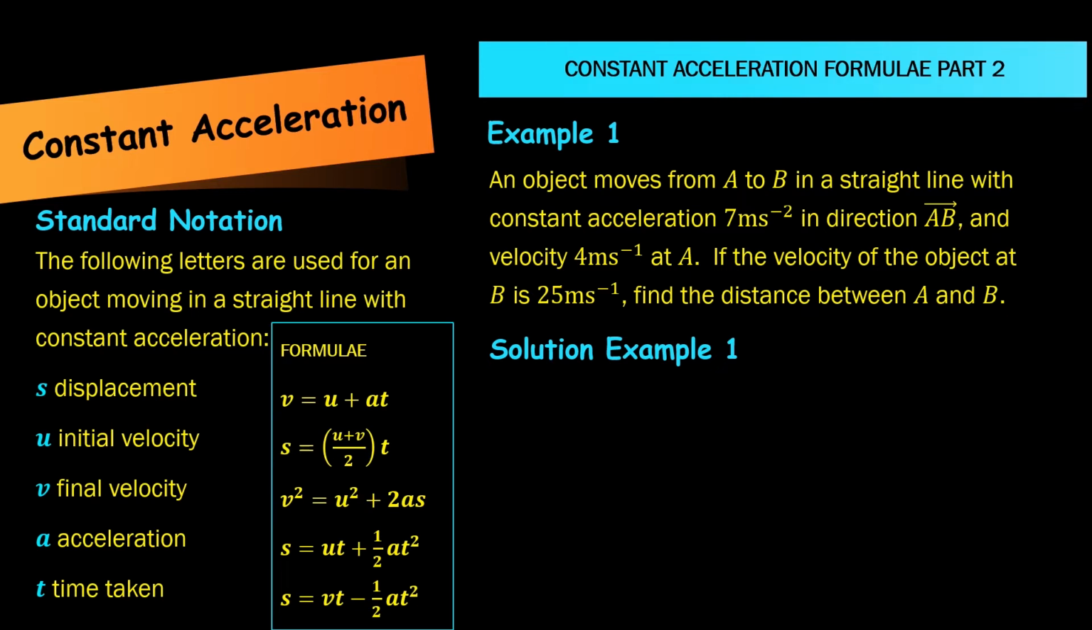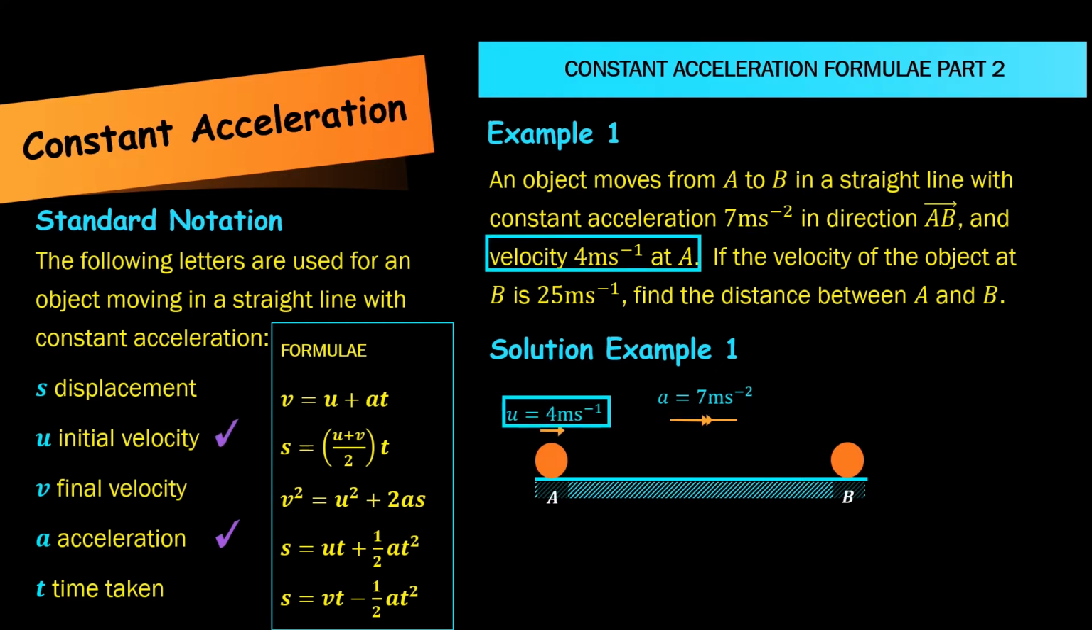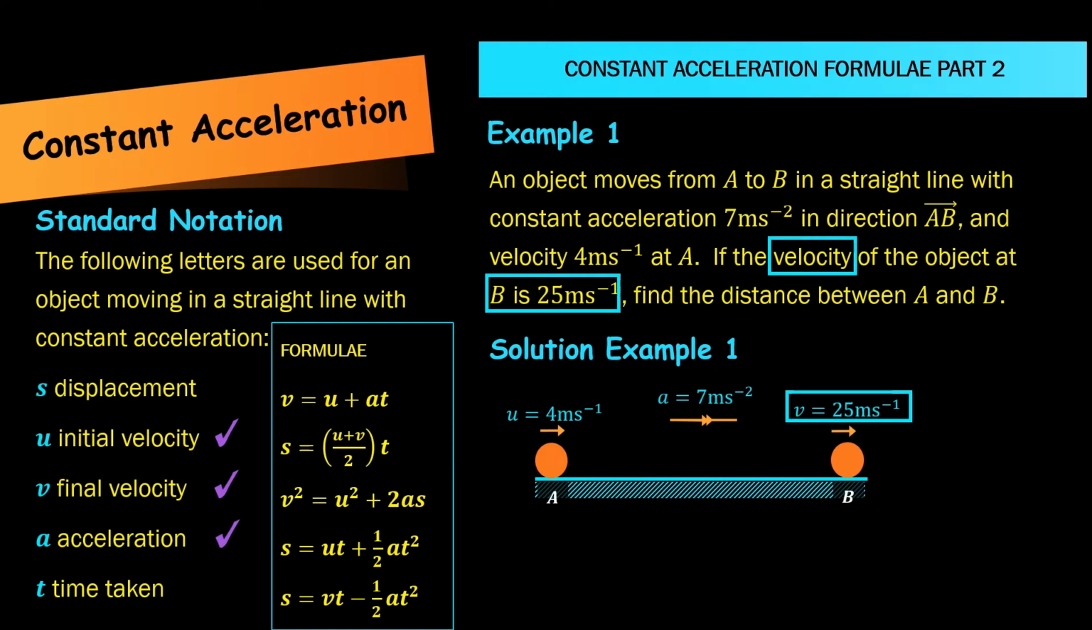So let's solve this. We begin by sketching. We have point A and point B. The object moves from A to B in a straight line with acceleration 7 meters per second squared and initial velocity at A 4 meters per second. And final velocity, or the velocity at B, is 25 meters per second.